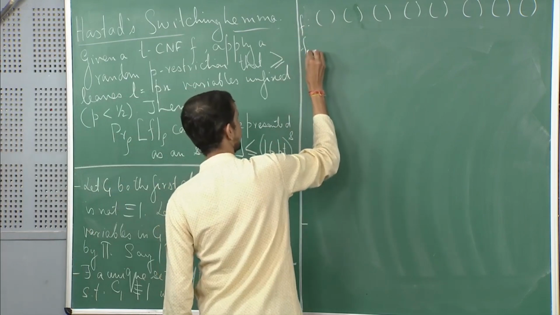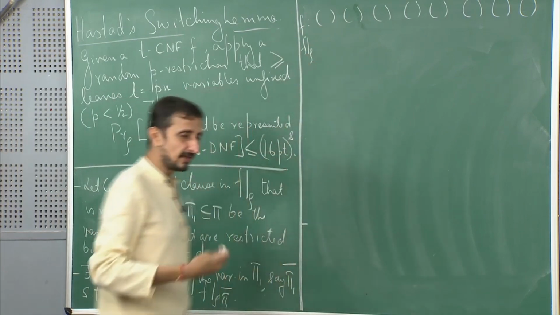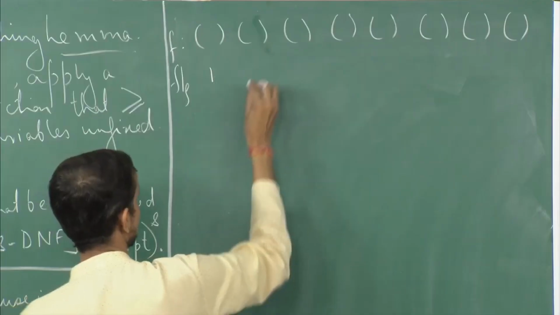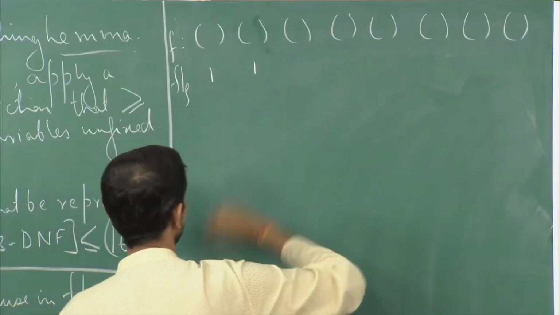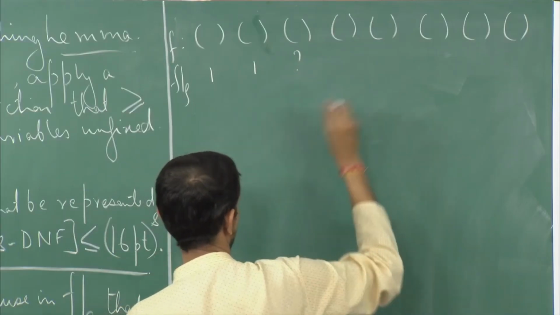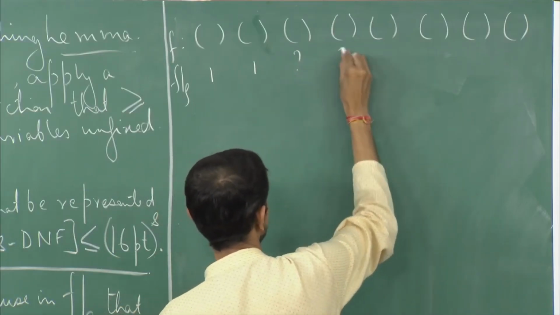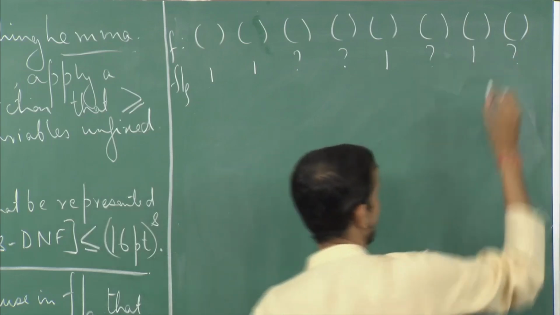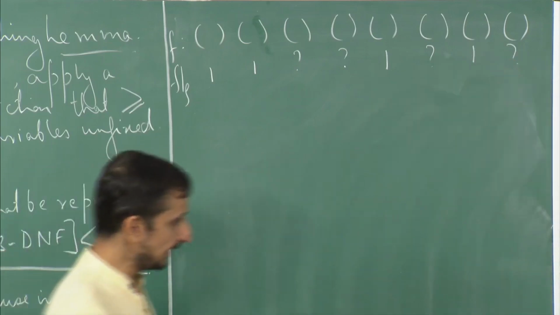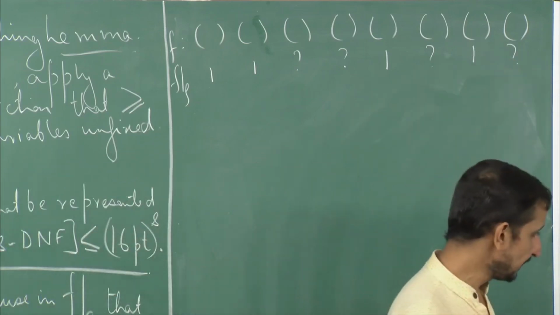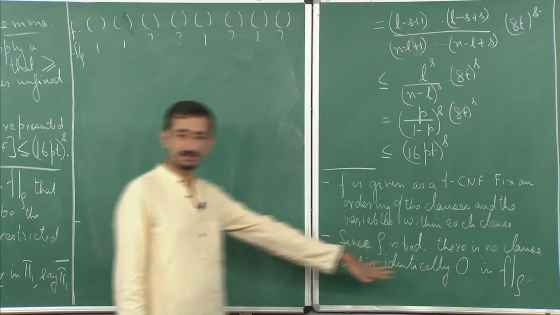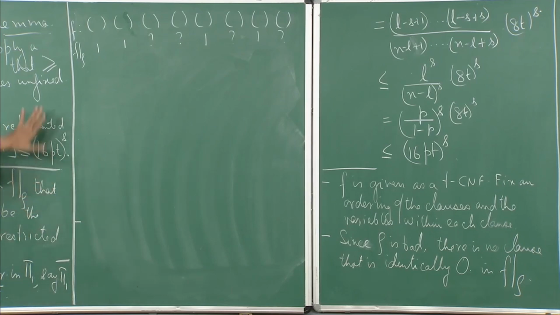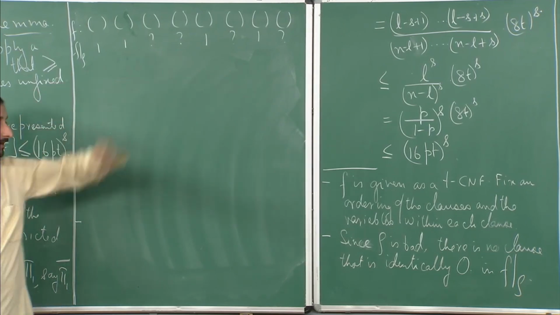Now, if I look at F restricted to rho, well, some of the clauses become 1 over here. Okay. Let us say that this guy becomes 1, this guy becomes 1, this is unfixed, maybe this is also unfixed, 1, unfixed, 1, unfixed. And we know that in F restricted to rho, no clause is identically 0, because if any clause is 0, then the entire thing becomes 0, and therefore, it will always have a SDNF representation. So, it is either 1 and some are unfixed.